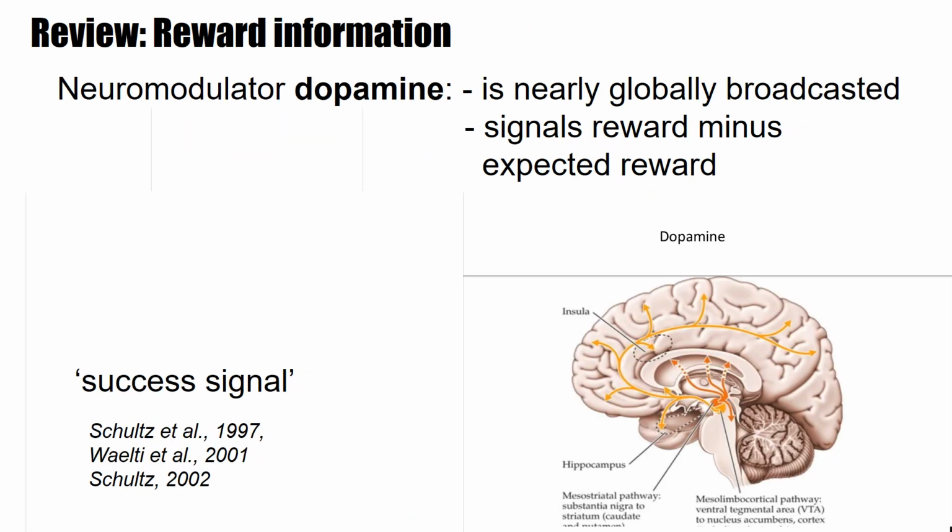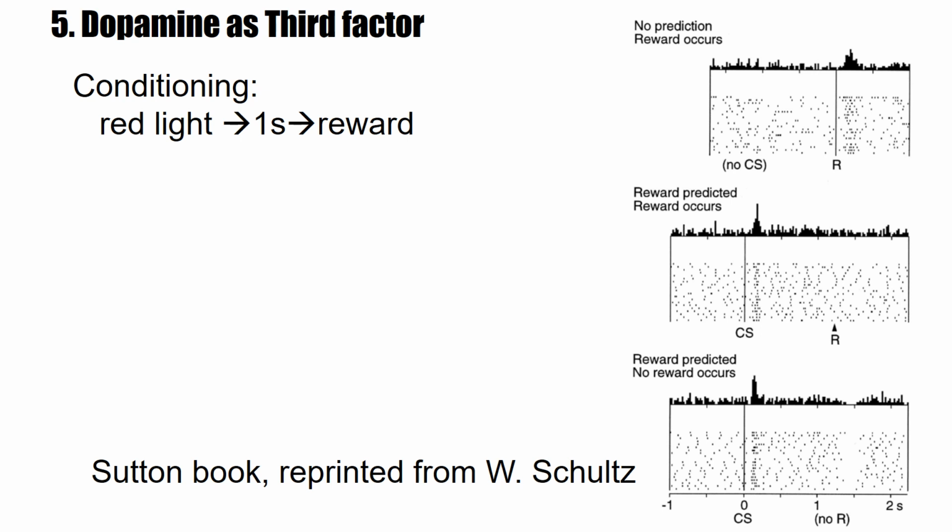Now, a broadcast signal could be dopamine. It's generated in a nucleus deep down in the brain, and then it ramifies out across many different brain areas. And it signals reward minus expected reward. In that sense, it is a success signal. And this is a very famous and influential line of work of Wolfram Schultz and colleagues. And here is the basic experiment that was influential for many fields of research.